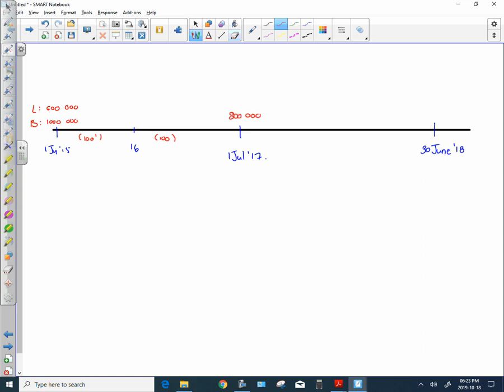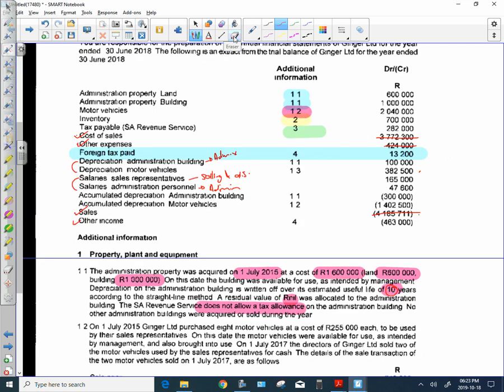Right. So what we're going to need in terms of doing our deferred tax calculation, which they did ask us for, would be our carrying amount and our tax base at the 1st of July 2017, because that's the closing balance for the previous year, which would be the opening balance for my current year. And then if I want to do the current year calculation, I will also need the carrying amount and the tax base for 2018. Is everybody happy with that? Right, so we know that SARS does not allow a tax allowance on the admin building, and no admin buildings were sold during the year.